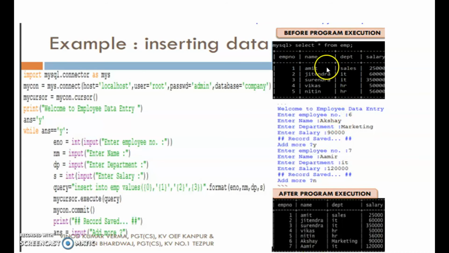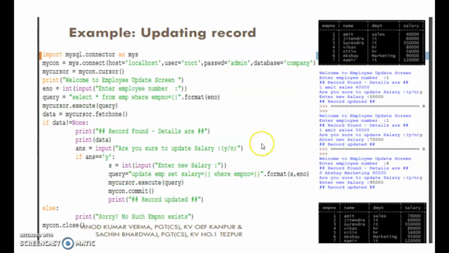In the previous database, here, there were 5 records. When we add 2 more records, the database will have 7 records. It contains 7 records. See another example to update a record.